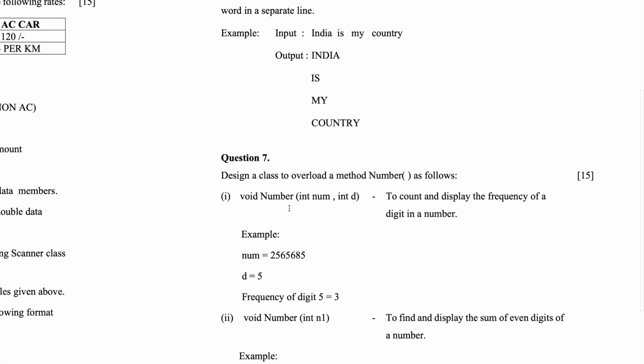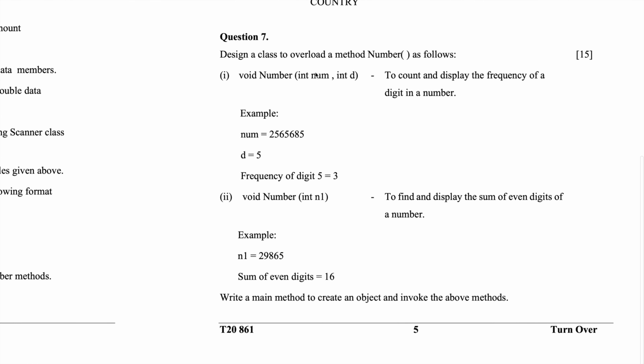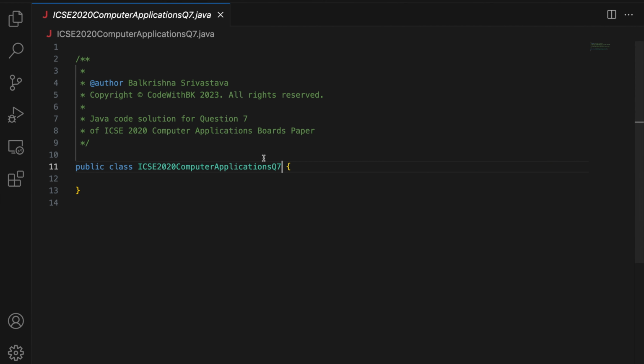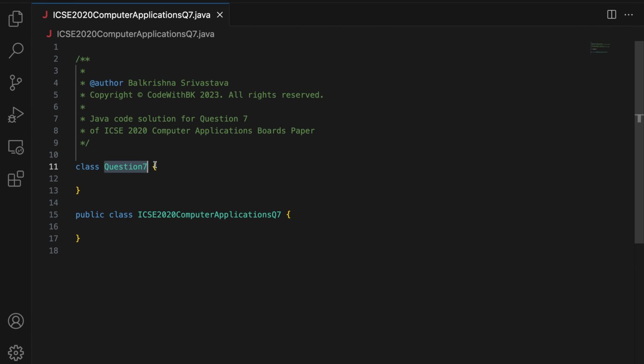The next question is question 7. Design a class to overload a method number as follows. So take a minute and give this a reading. I am going to write class Question7. You can name the class anything you want. I am naming it Question7 because this is the solution to question 7.